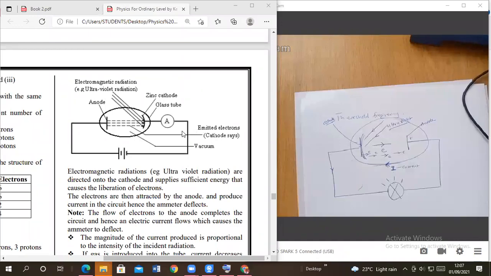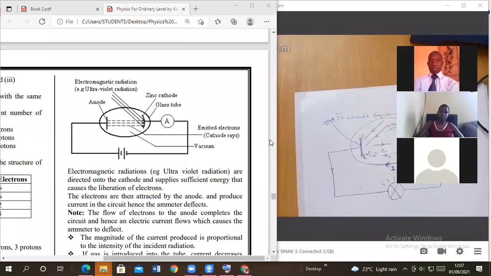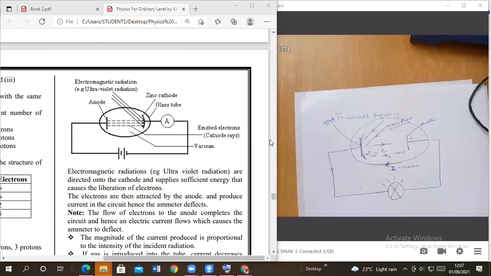Teacher, yes? Put up the hand. Yes, Shelly. Teacher, what if you say that the use of the cathode is to reflect the ultraviolet rays to the anode? No, that is not the right thing, but that answer is the answer to this question.